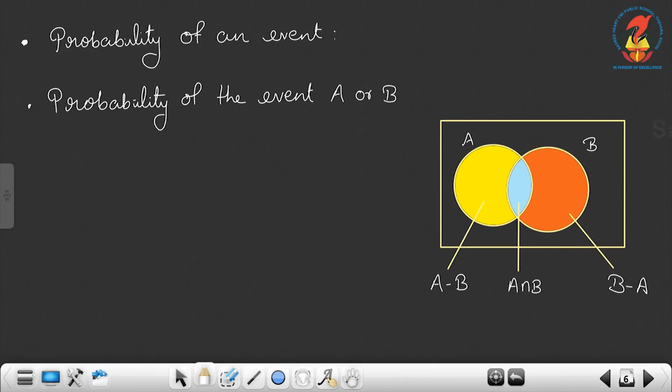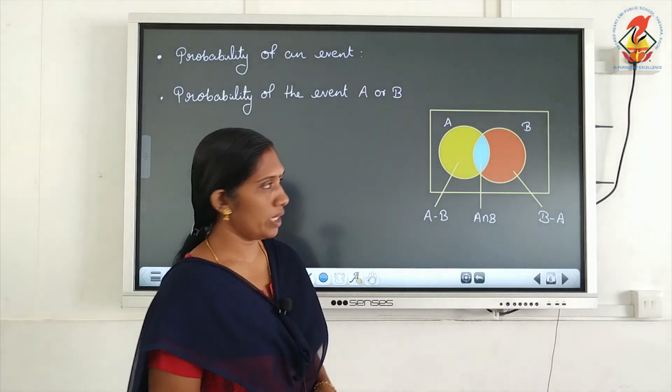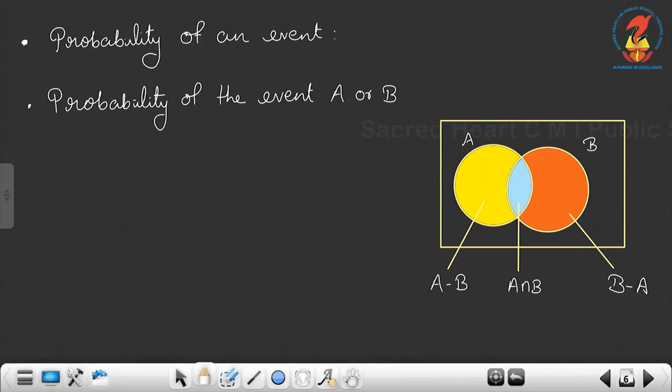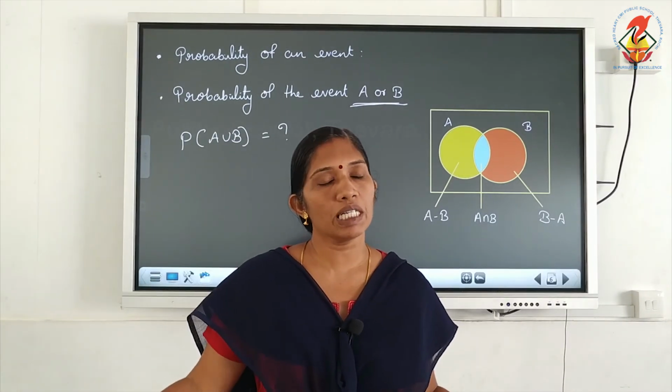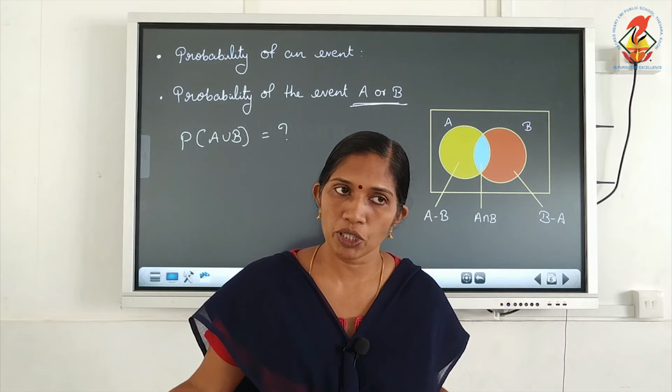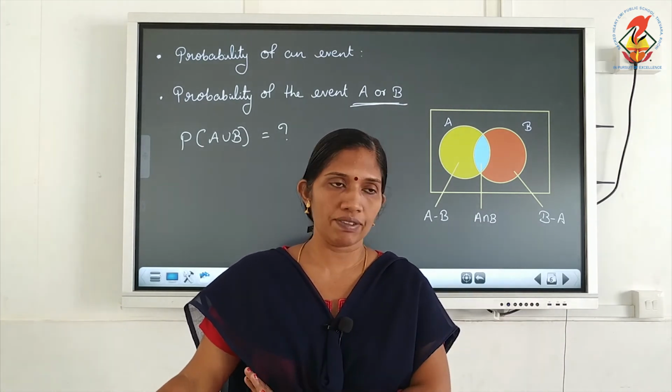Now the next one: how to find the probability of an event? The number of favorable outcomes divided by the total number of outcomes. Now, how to calculate the probability of A or B, that is P of A union B? By the axiom, if A and B are mutually exclusive, then P of A union B is P of A plus P of B. That is the mutually exclusive case.